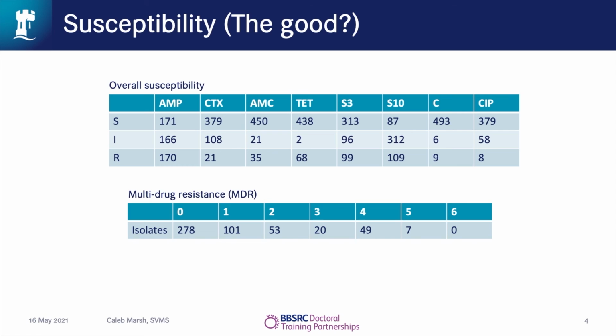When we look at the results of our susceptibility work, the results are good. Across 8 different antibiotics from 6 classes relevant to the dairy industry, overall the majority of isolates are sensitive and not multidrug resistant. Multidrug resistance, or MDR, is defined as resistance to 3 or more antibiotics, and we had 76 isolates out of our 508 present as MDR.